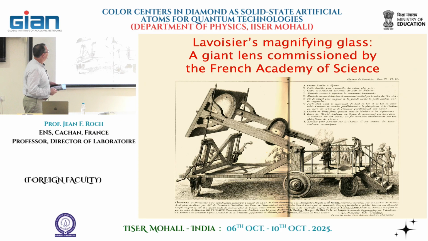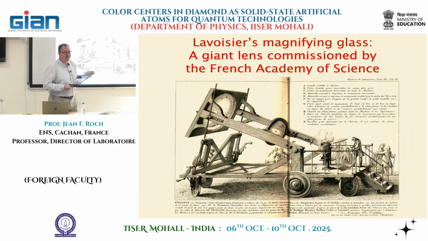And that tells us also that Lavoisier was a very powerful man at that time. He was collecting taxes for the king, and he could ask the French manufacturer of glass, Saint-Gobain, to produce that, which was a huge effort to make this kind of system at that time.